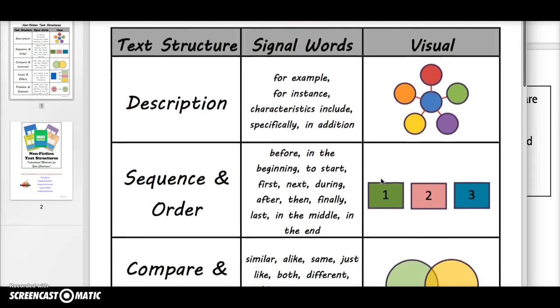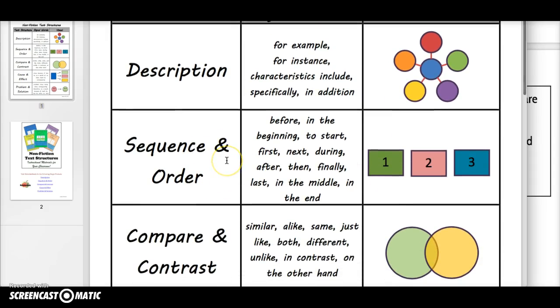The second type of text structure is sequence and order. What that means is the author is telling you what happened in a particular order. So you're looking for things to be told in time order. Another word for sequence and order is chronological order, and that means that you're being told about things in order as they happen. So you look for words like beginning, next, after, then, in the middle, at the end. A visual of how the author is doing this is that the author is presenting things in order, such as first this happened, then this happened, then this happened.